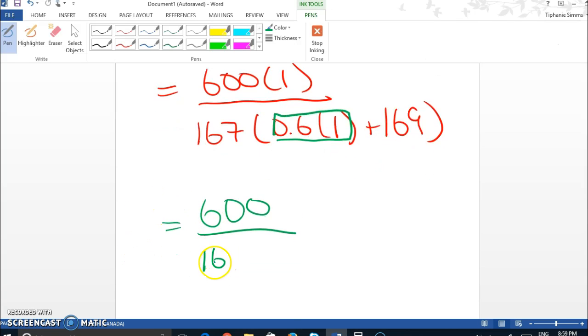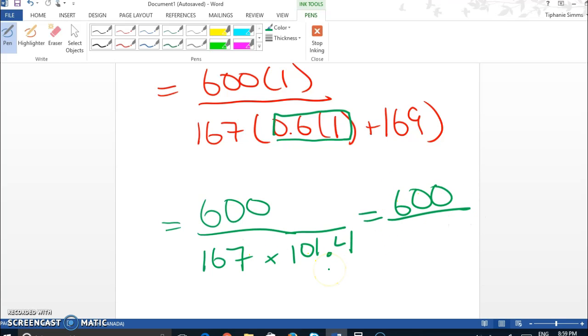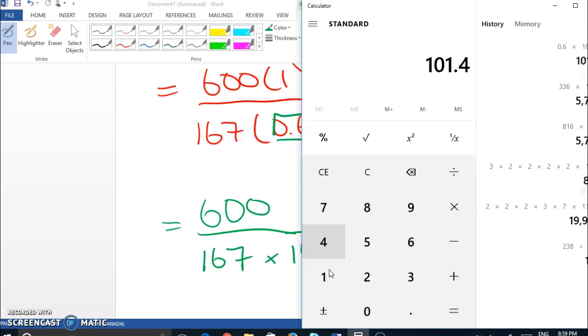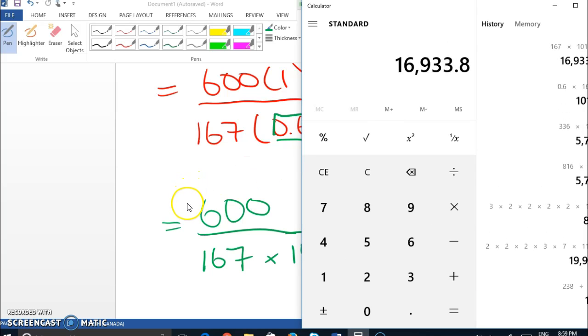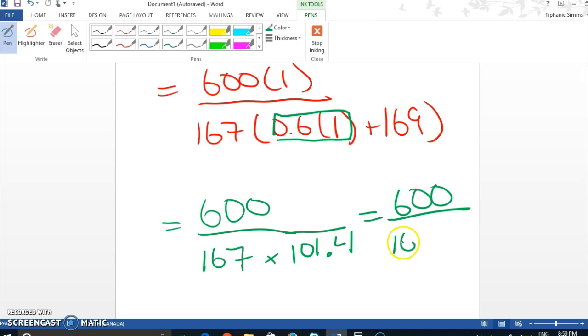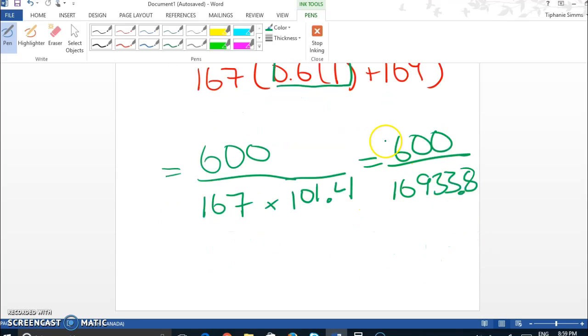So we have 167 times 101.4 on the bottom. And then I'll just simplify that again in the denominator, 167 times 101.4, and we get 16,933.8. Okay, so that's a phenomenally huge number, but remember it's in the denominator, so it's 600 divided by that.